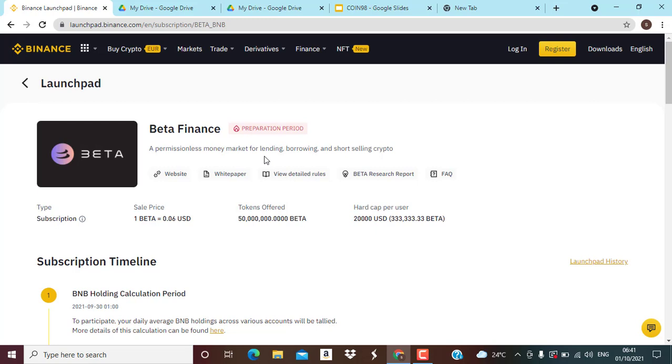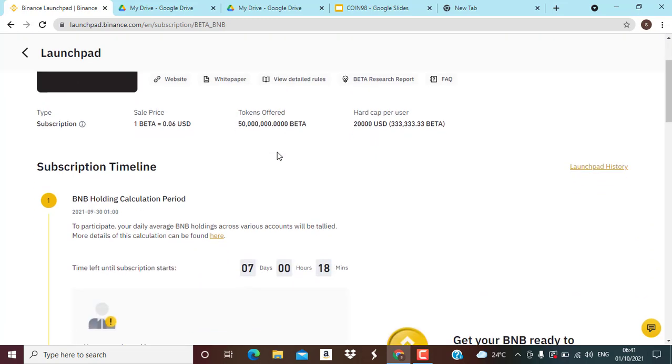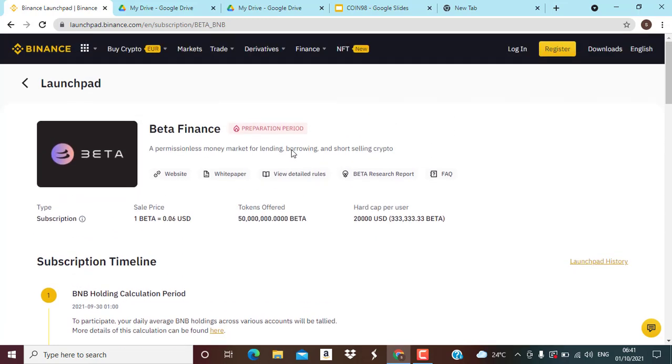You can hold BNB either in your spot wallet, margin wallet, futures wallet, or funding wallet. In any of the Binance wallets, you have to hold BNB. And the holding has started already. So if you have not started holding BNB, and you want to participate in the Beta Finance Launchpad here on Binance, start to buy BNB now and hold your BNB so that you can participate in this launchpad. That's the first stage, the preparation period.